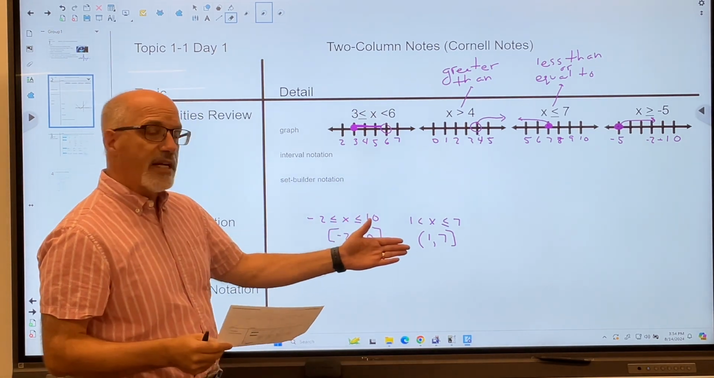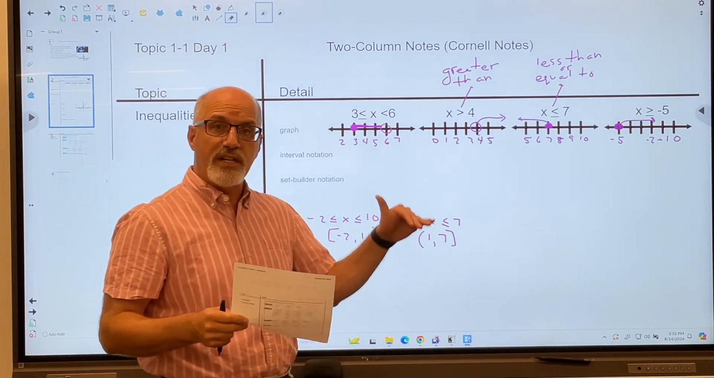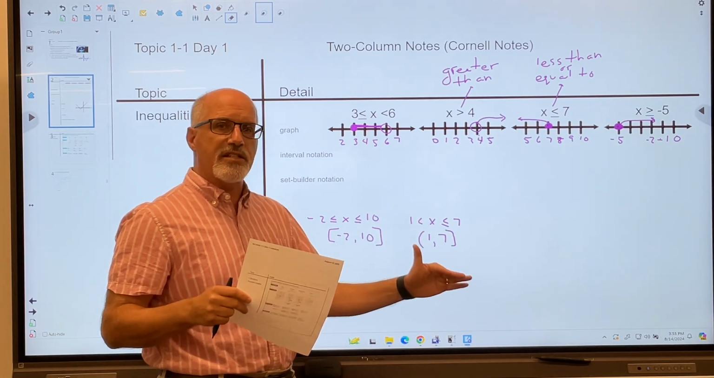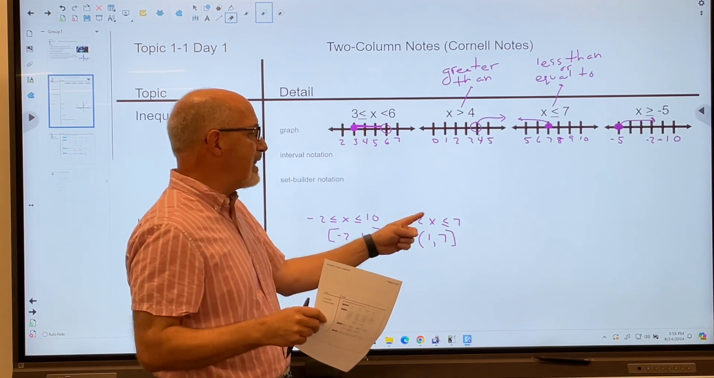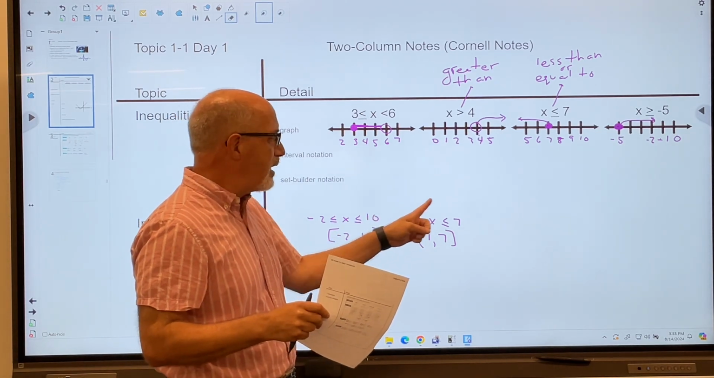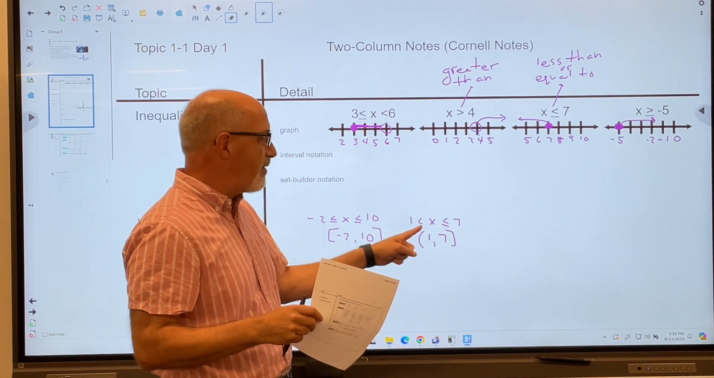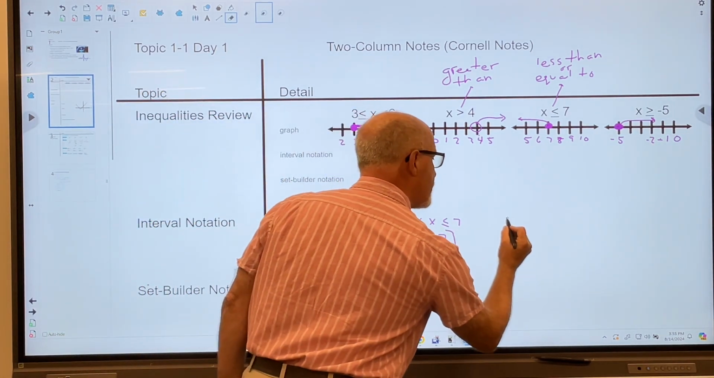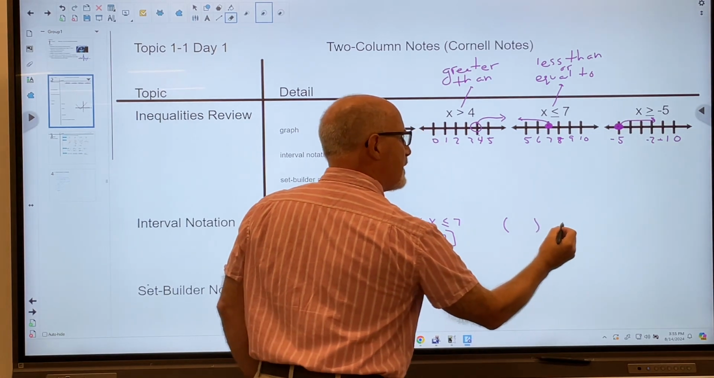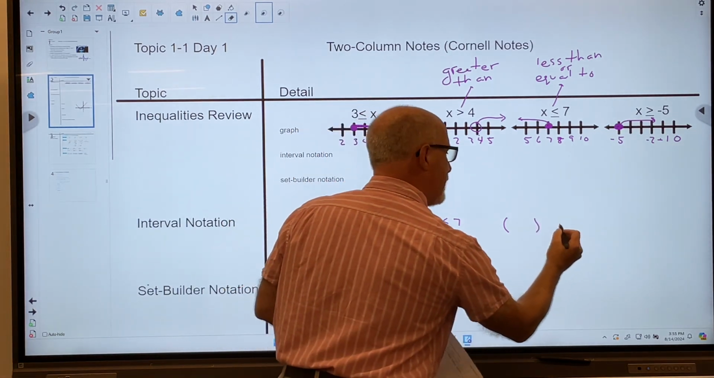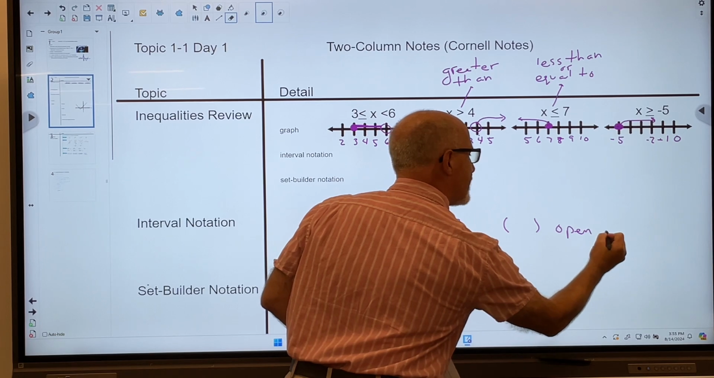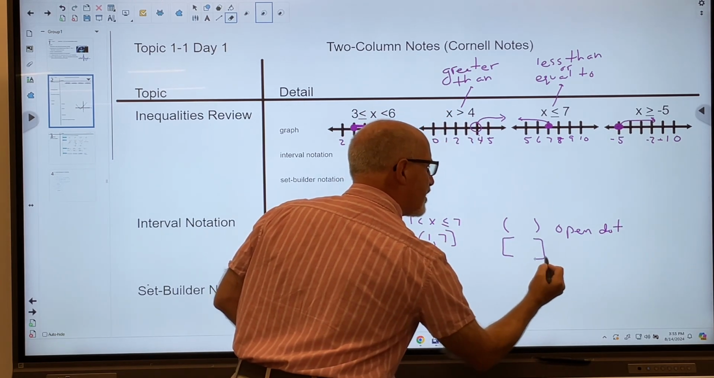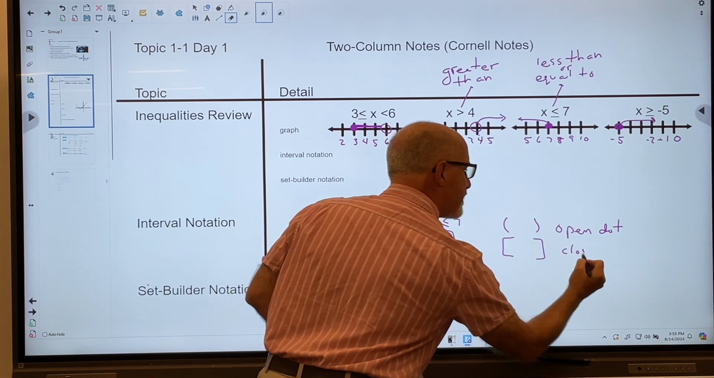Now, remember in algebra, you used to do ordered pairs that represented x's and y's. That's not what this is. Remember, you have to look at the context of something. In this context, it's saying only the x's are between 1 and 7. The bracket means include the 7. The parentheses means don't include the 1. So if you see a parentheses, this means that you're going to have an open dot on the graph. If you have a bracket, it means included, so it would be a closed dot.